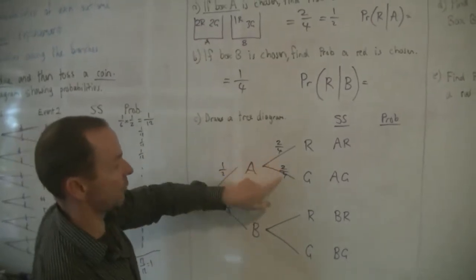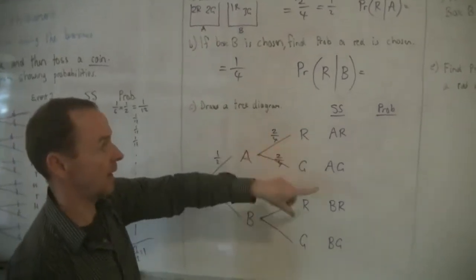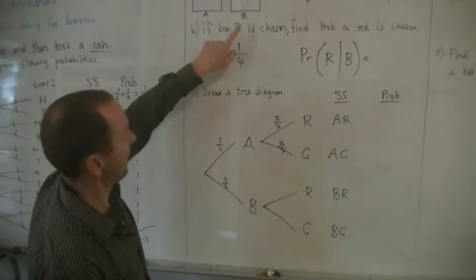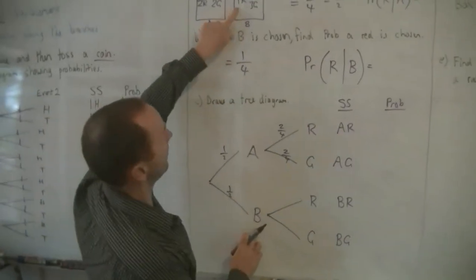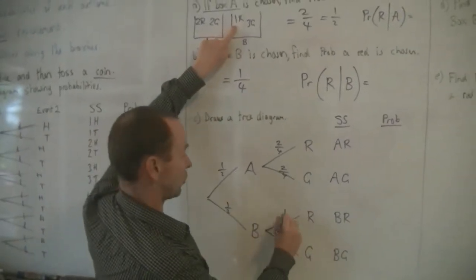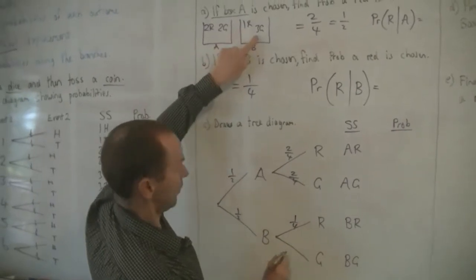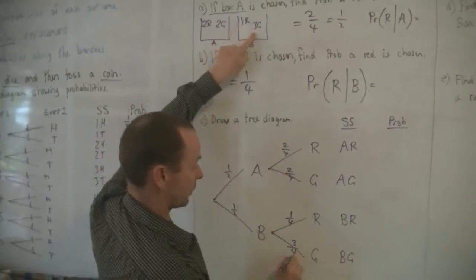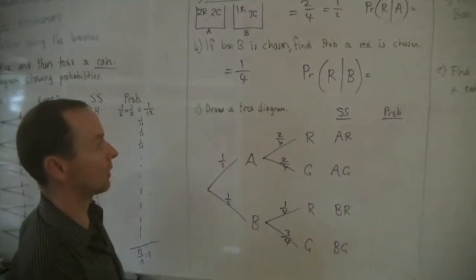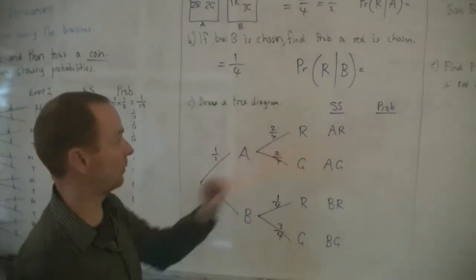So I'm going to leave it as quarters now. I'm not going to simplify, and it will become obvious in a minute. And now the next one, if we pick box B, probability of a red is 1/4, and probability of green is 3/4. Alrighty, and now we can work out our probabilities over here.